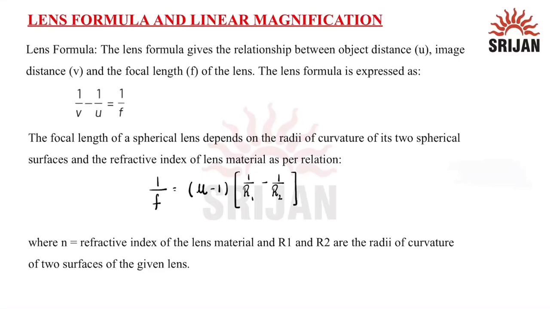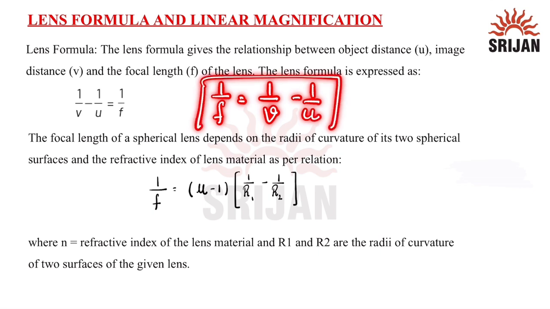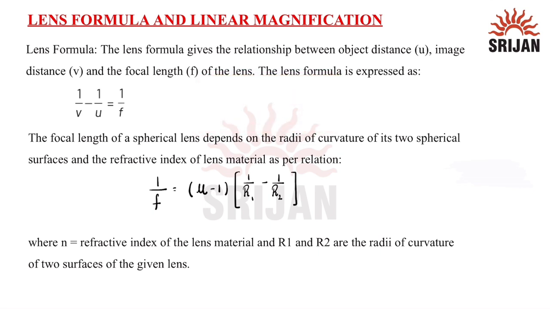In this video, we will learn about lens formula and the linear magnification. So, the lens formula gives the relationship between the object distance, that is u, image distance, that is v, and focal length, that is f. So, it is expressed in the following terms. 1 upon focal length gives 1 upon image distance minus 1 upon object distance. So, this is the formula that you have to learn by heart.